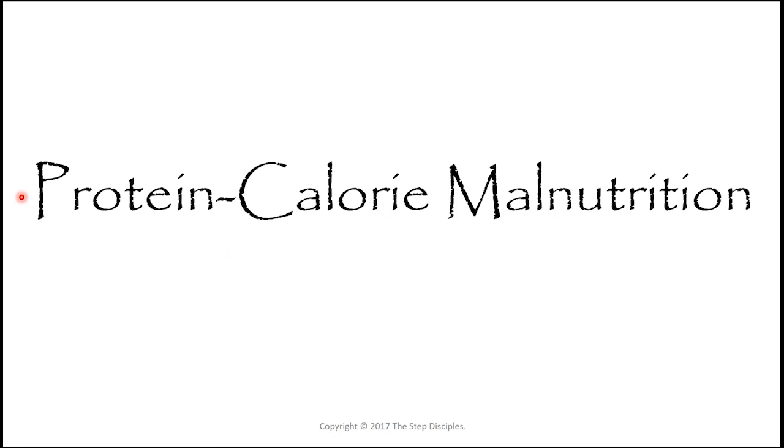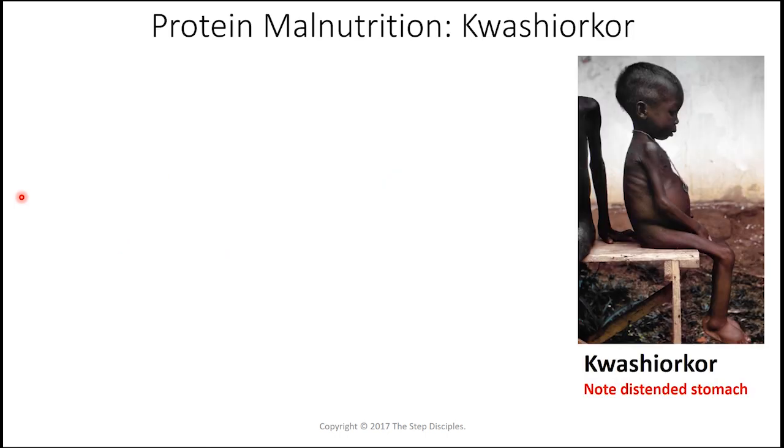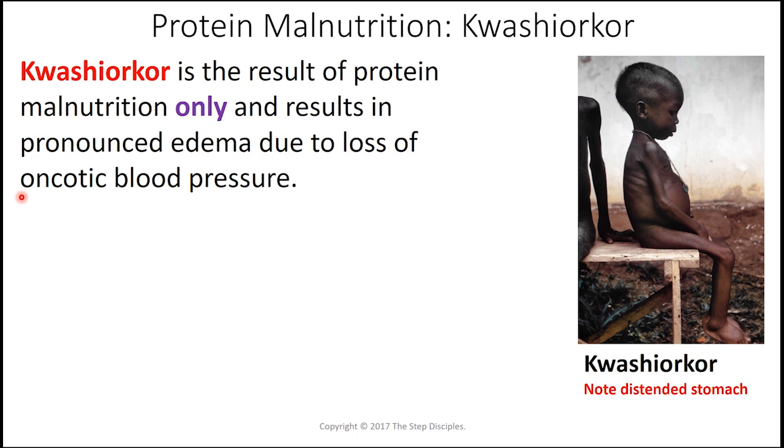So we'll start then with protein-calorie malnutrition. The big example here is going to be Kwashiorkor. This is a condition that results from protein malnutrition only. So you have no other malnutrition going on, just a lack of protein. And that results in pronounced edema due to loss of oncotic blood pressure.